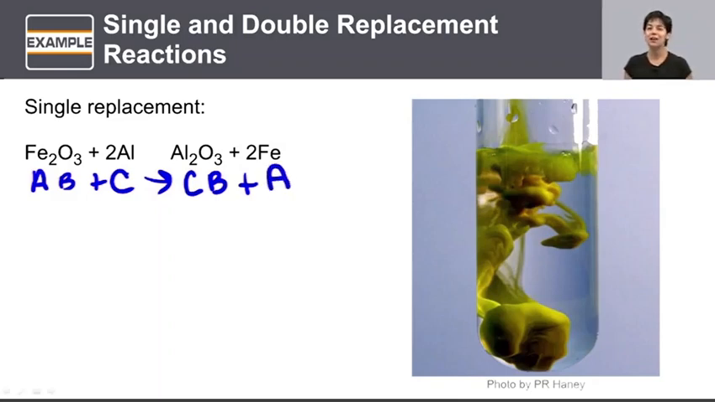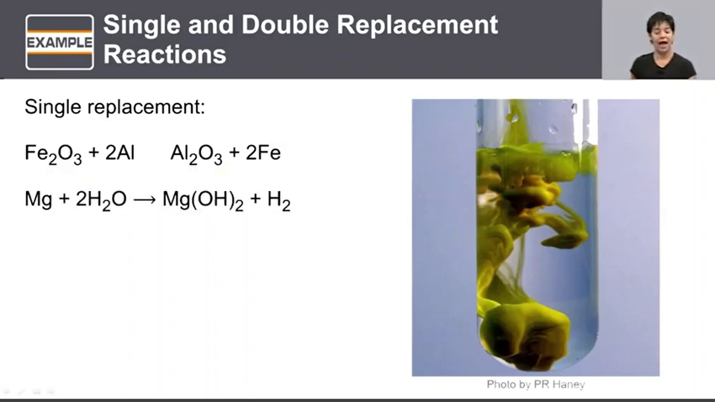Okay, let's look at another example of single replacement. I have magnesium, A, and I have water, BC.